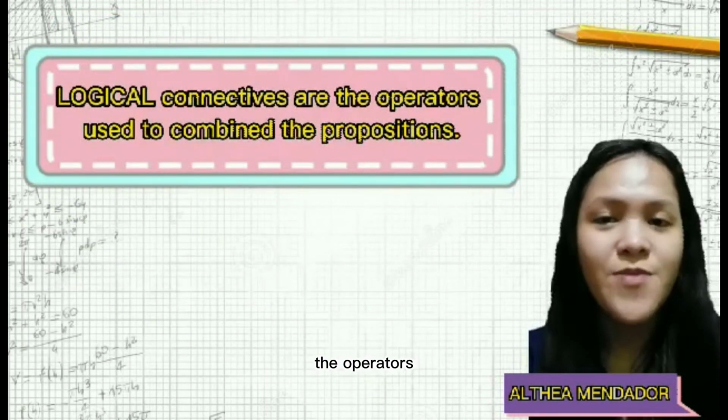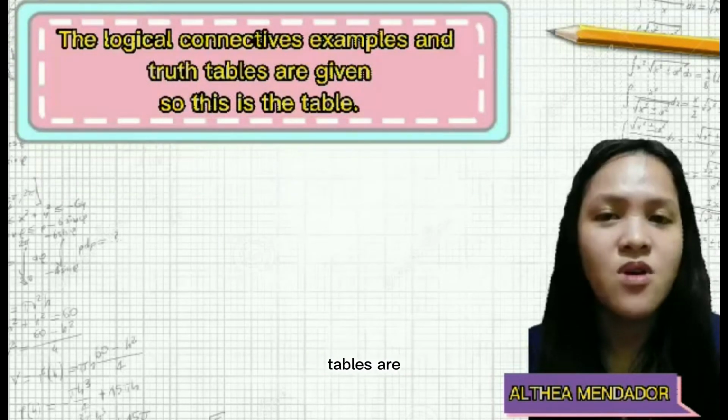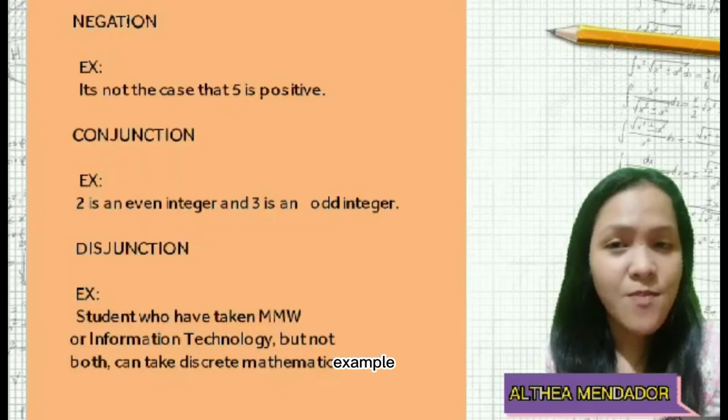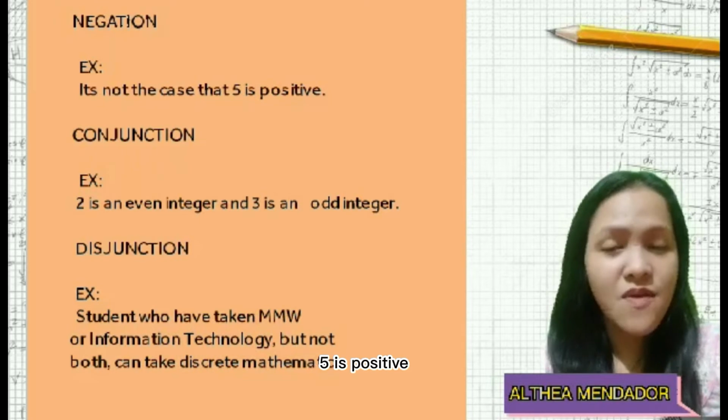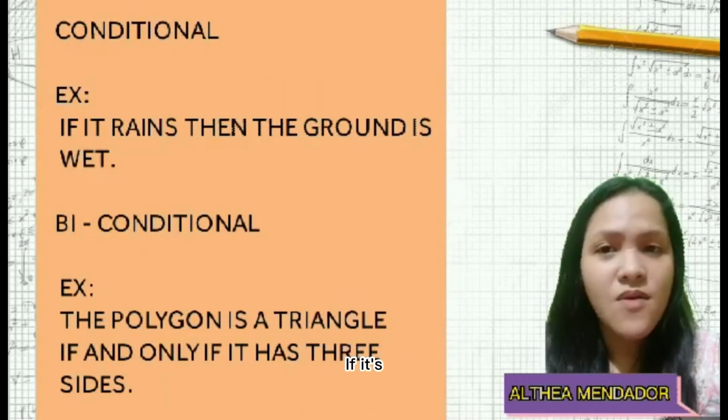Logical connectives are the operators used to combine propositions. The logical connectives, examples, and truth tables are given. So this is the table. Negation, example: it is not the case that 5 is positive. Conjunction, example: 2 is an even integer and 3 is an odd integer. Disjunction, example: students who have taken MMW or information technology but not both can take discrete mathematics. Conditional, example: if it rains then the ground is wet. Biconditional, example: the polygon is a triangle if and only if it has 3 sides.